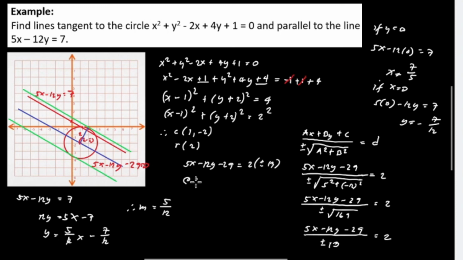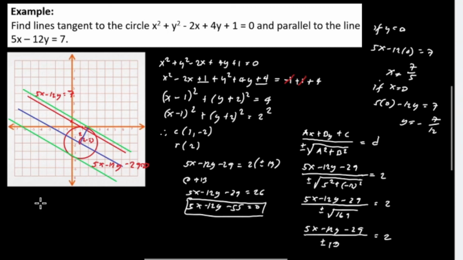At positive 13 we have the equation of the line: 5x minus 12y minus 29 equals 2 times positive 13, that's positive 26. Transpose 26 to the left side, that's negative 26. So negative 29 minus 26 is negative 55, and equate that to 0. And this is the first tangent line.